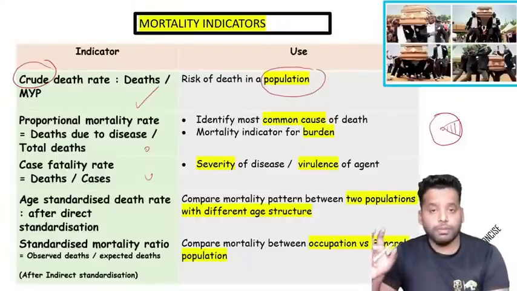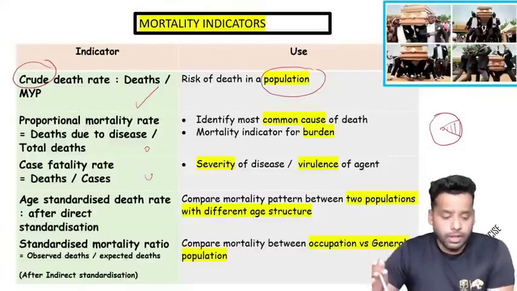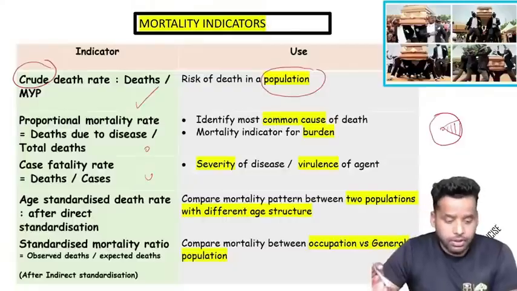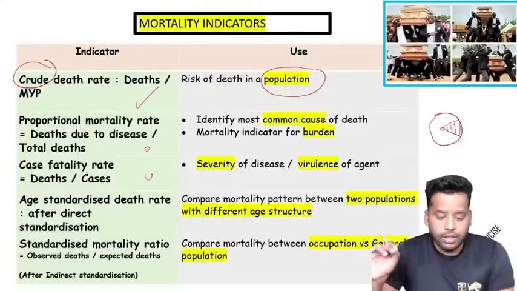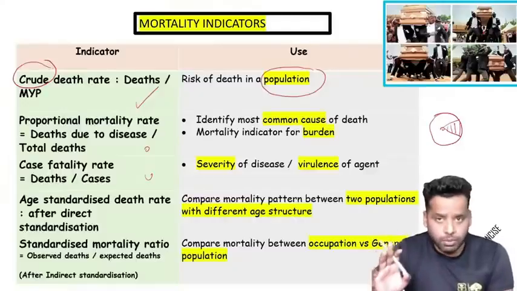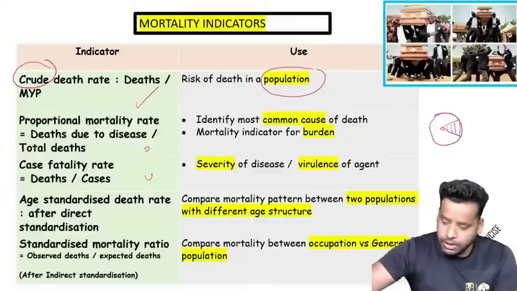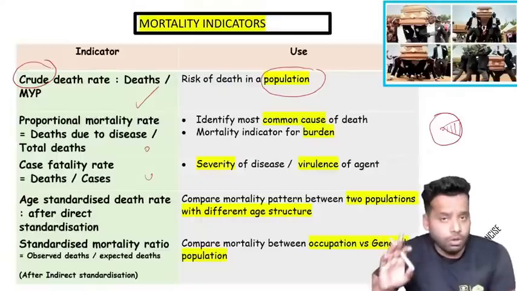So you can use pie charts for this because it is a proportion. The indicator proportional mortality rate is a proportion. So this will indicate the cause of death, or the most common cause of death, in that population. Tell me true or false. Type it in the chat box. It will indicate the most common cause of death.